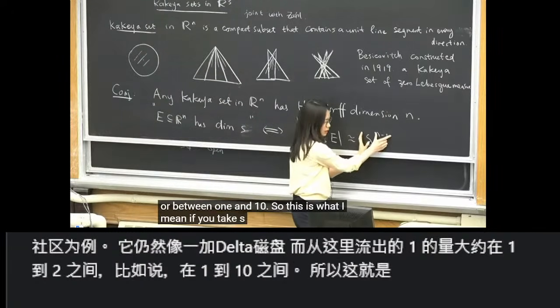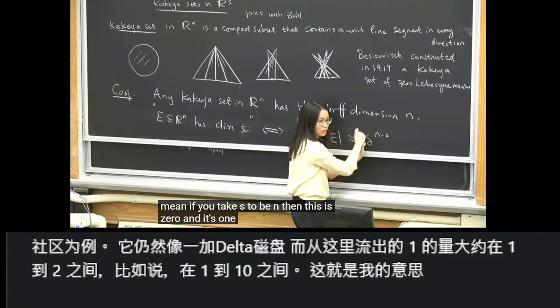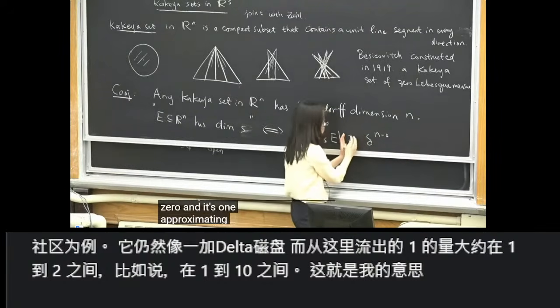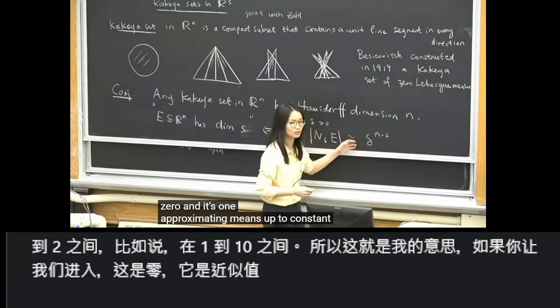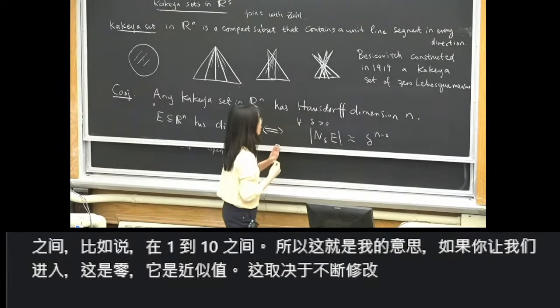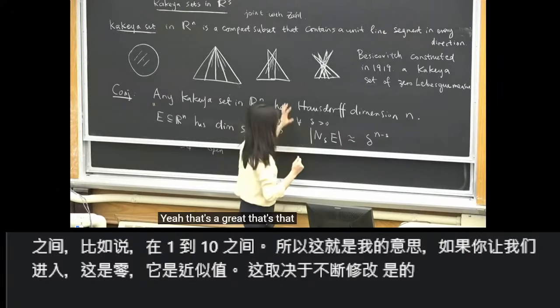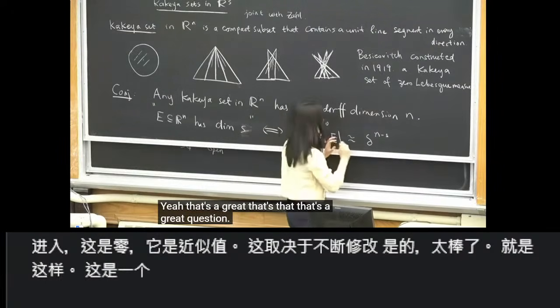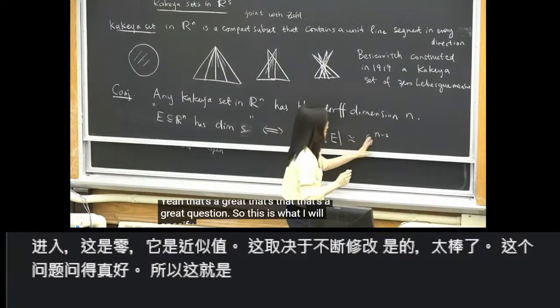If you take S to be n, then this is 0 and it's 1. Approximately means up to constant multiplying. I guess with this spiky thing, if you measure 0 and you take a delta neighborhood of it? Yeah, that's a great question. So this is what I will specify in the end.